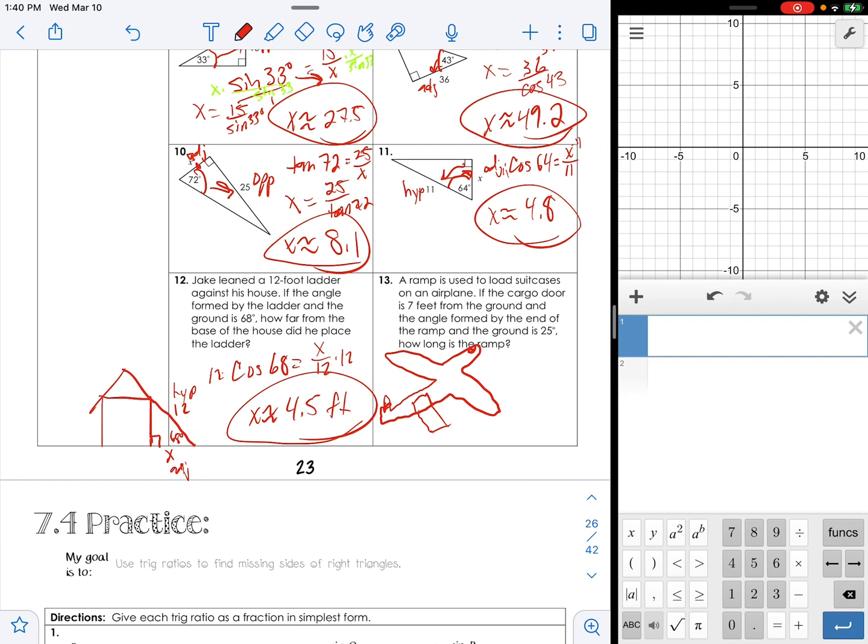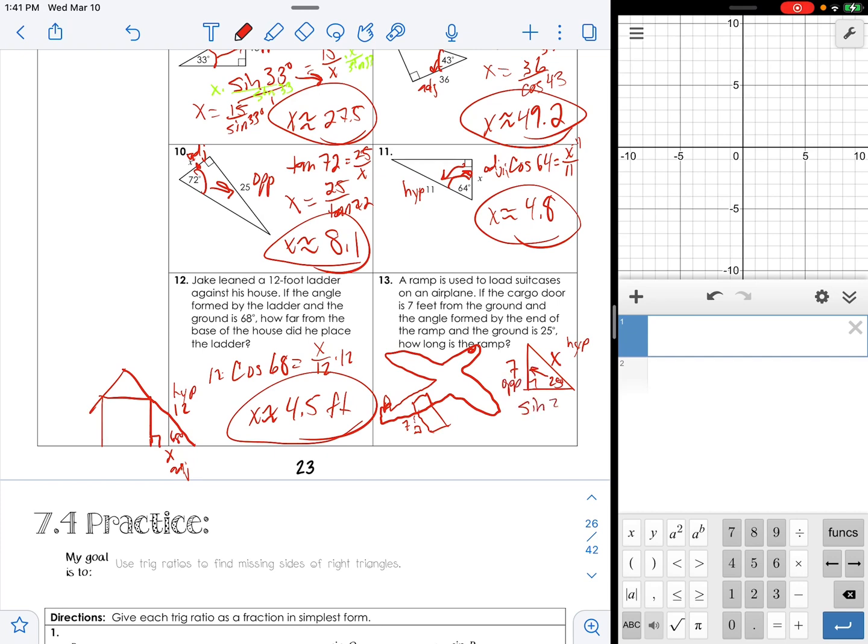Now, a ramp is used to load suitcases on an airplane. If the cargo door is 7 feet from the ground, so 7 feet high, and the angle formed by the end of the ramp and the ground is 25 degrees, so if we look at it sideways, it's 7 feet high, and this is 25 degrees. Here's my 90, okay? How long is the ramp? So that's my hypotenuse. It's across from the 90. This over here is the opposite.